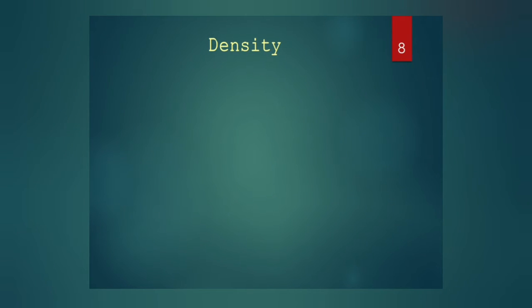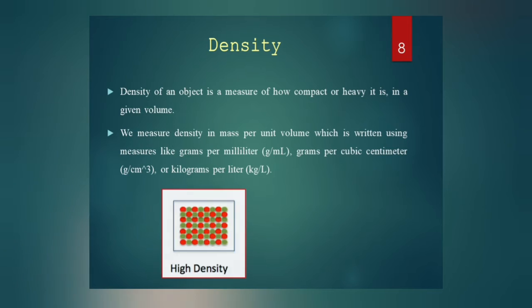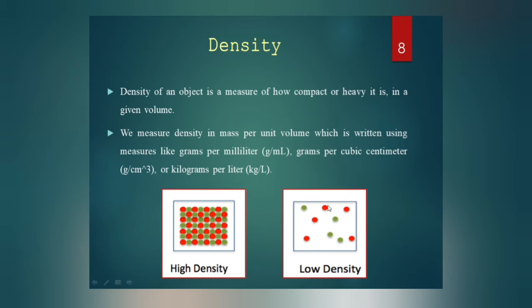Now what do you mean by density? Density of an object is a measure of how compact or heavy it is in a given volume. We measure density in mass per unit volume, which is written using measures like grams per milliliter, grams per cubic centimeter, or kilograms per liter. In this figure, you can see that the particles are packed very close to each other, which indicates the high density of the object. Similarly, you can see that the particles are set very freely to each other, which indicates the low density of that object.